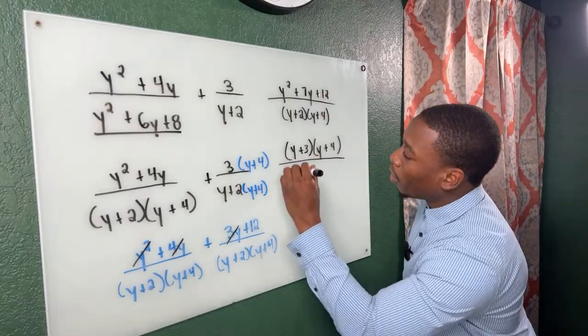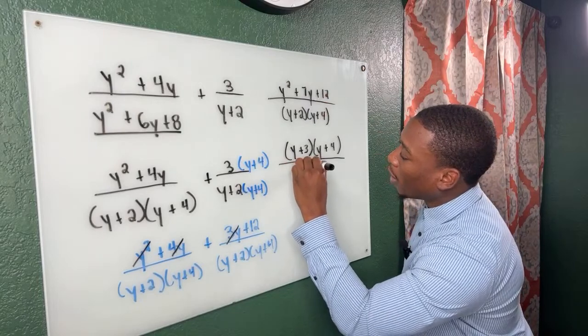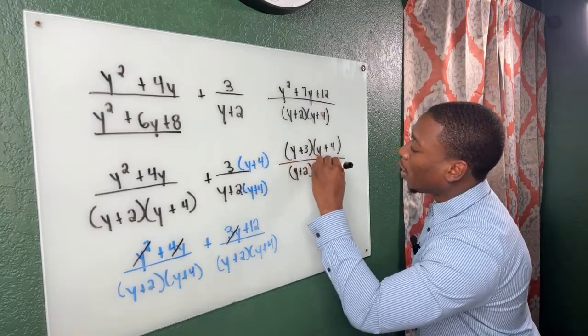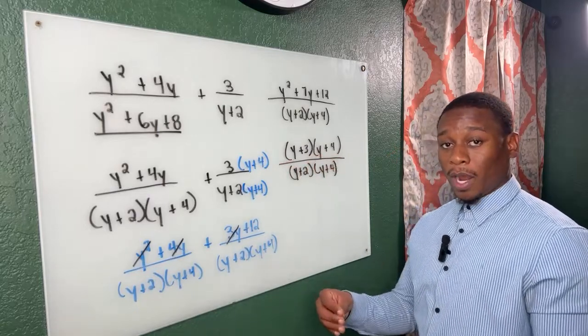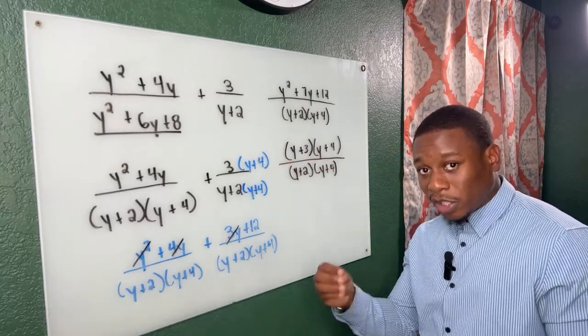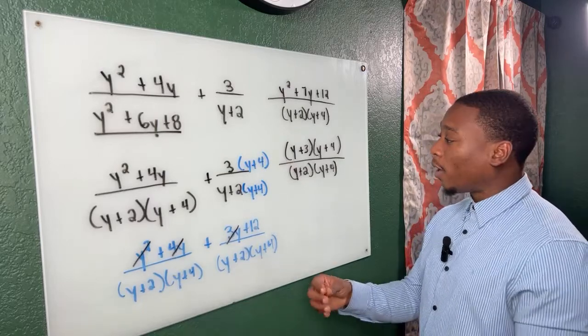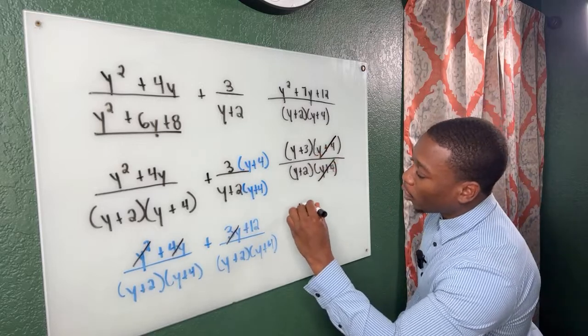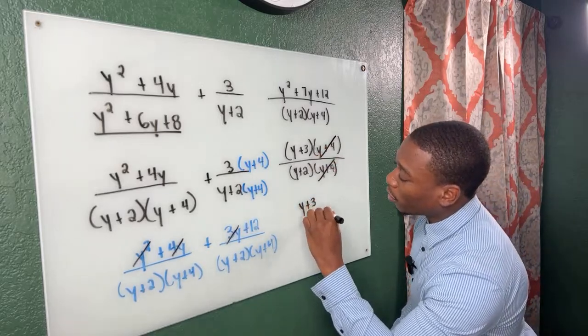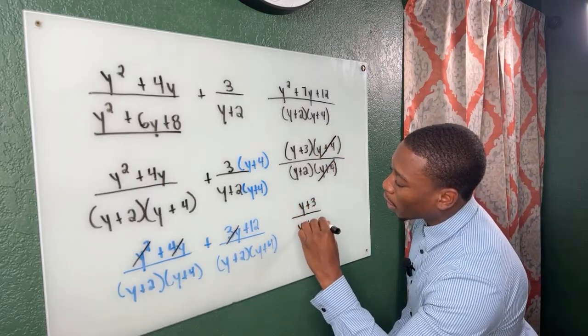I rewrite the bottom of my fraction, y plus 2 times y plus 4. And now at this very last step, we're going to double check again. Is there anything we could simplify? Y plus 4 cancels with y plus 4, and we are left with y plus 3 divided by y plus 2.